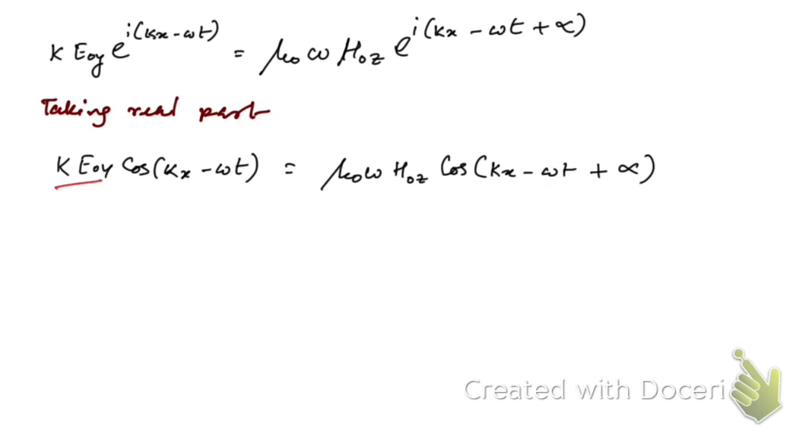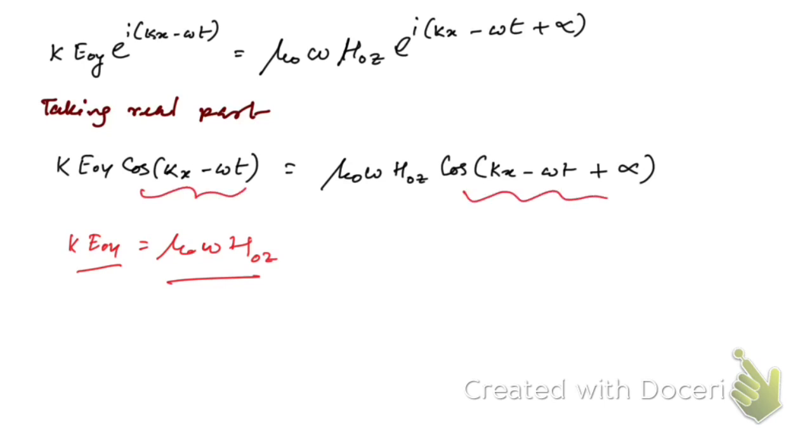Suppose we have k E naught y equal to mu naught omega H naught, and this is possible when these two are equal, okay? And these two can be equal when kx minus omega t is equal to kx minus omega t plus alpha. Okay, these two are equal, and it is possible only if alpha is equal to 0, right? Hope you have understood this.